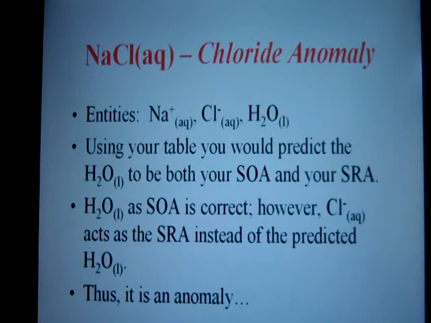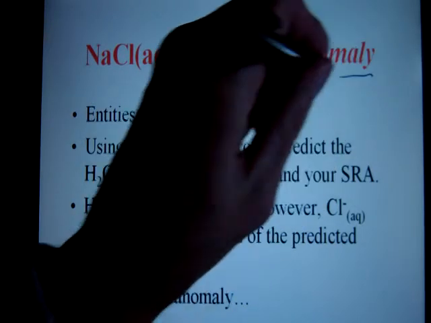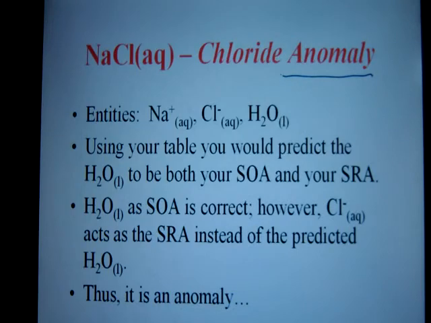The chloride anomaly is a relatively unique situation when your redox table doesn't predict as you would hope it would. That's what an anomaly is. It just doesn't make sense. It's an unexpected result. So when we have aqueous sodium chloride, we were trying to figure out what the net reaction is going to be, what is going to occur at the anode or cathode.